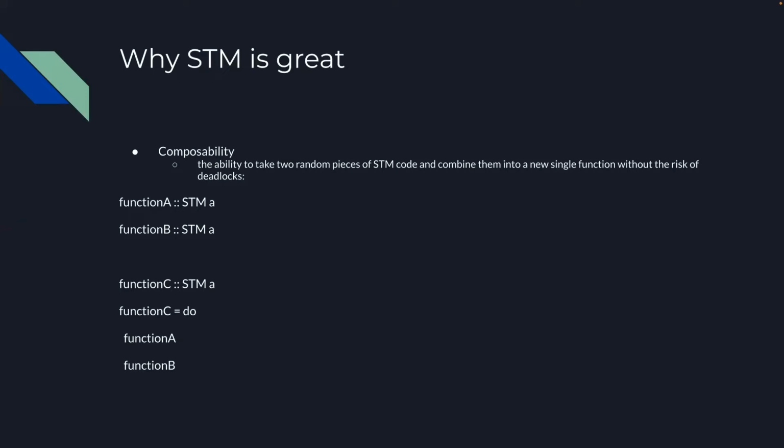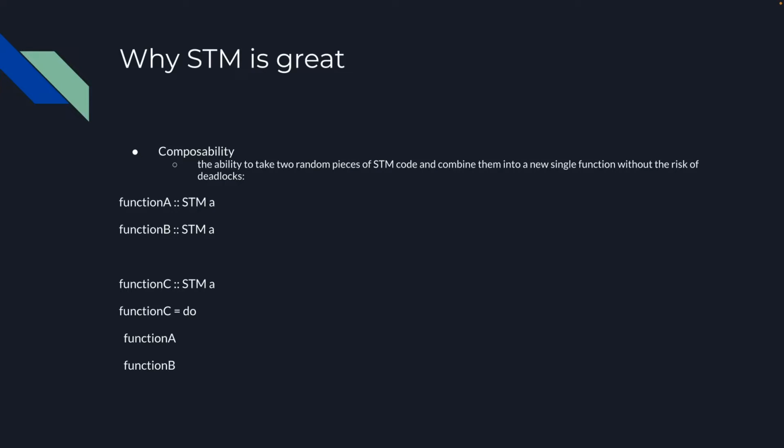In this case with STM specifically, it means you can take two random pieces of STM code, combine them together, and get a new single function that does not have risk of deadlock within it. So a function A of type STM a, a function B of type STM b, and then I can create function C, which is just monadically binding those two things together, has a guarantee that that code will not deadlock when you run it in an atomic action. That's kind of the entirety of why STM is amazing, and it's very different from other languages.